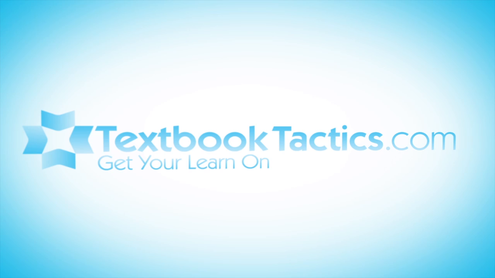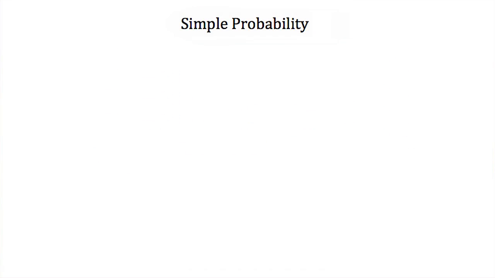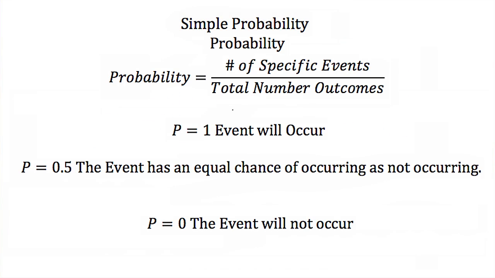This is a tutorial on simple probability. Probability is just a ratio of the number of specific events that give us an outcome that we want. And then that number of events is divided by the total number of outcomes possible.